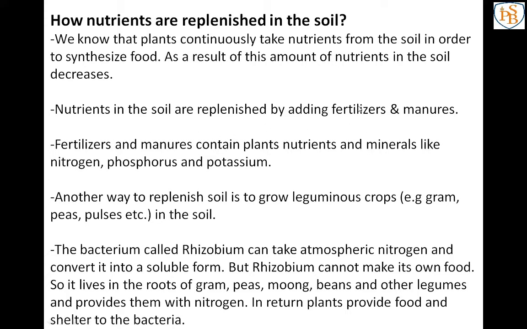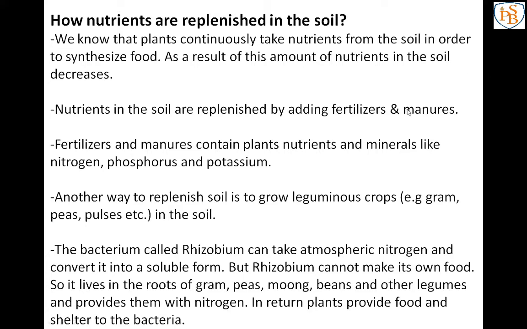So what are fertilizers and what are manures? I will just explain in short. Manures means composting. Manures are the organic matter that we can make from animal waste and plant waste. We have to dig the soil and keep that animal waste and plant waste in that place for a long time, so we can get the manure. And fertilizers are man-made things, man-made chemicals.